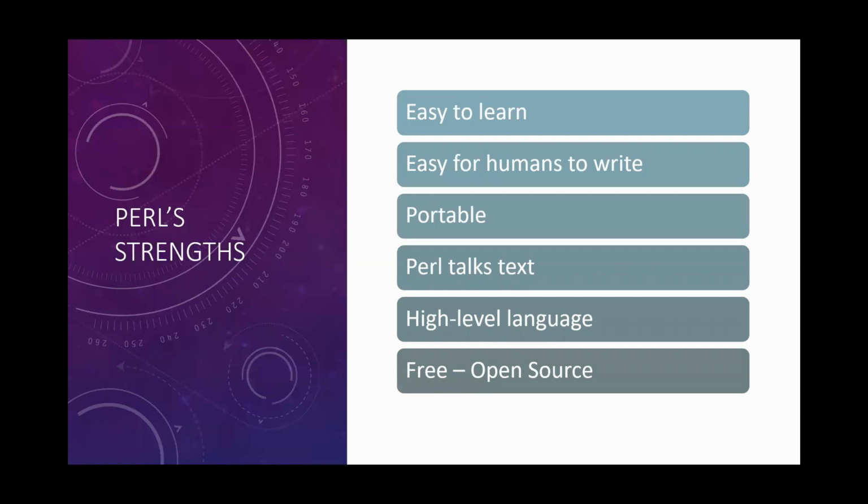Perl has a lot of good strengths to it. It is very easy to learn. It's easy for humans to write because it is more towards that English language than machine language. It is portable. You can run it on many, many different operating system platforms. Perl talks text. We're going to see a few examples of that, but it looks at a string as a string and not a bunch of characters put together as a string.